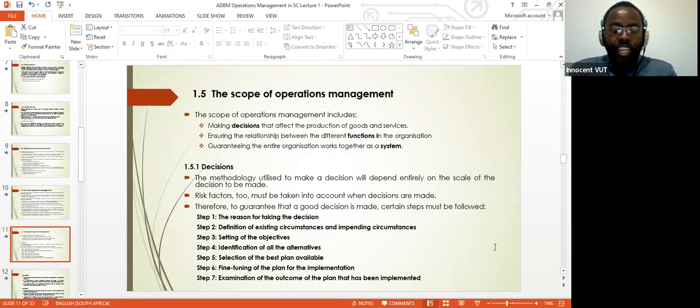If results are negative, it means the endeavor should be stopped. But if results are positive, then the endeavor should continue. So these are the seven steps that should be followed to guarantee that a good decision is made, step number one up to step number seven.